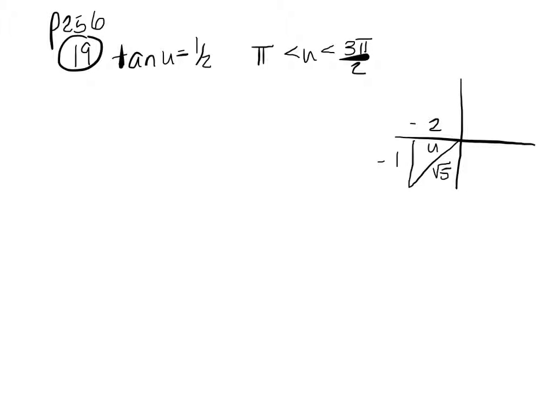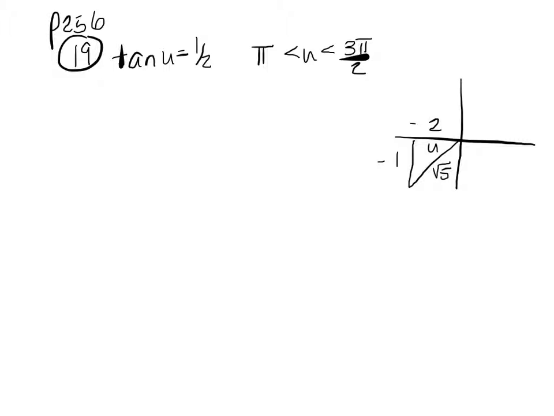So number 19, we have the tangent of u equals 1/2, and we're told that it's in the third quadrant. So you'll see that I put that in the third quadrant. When I put 1/2, I noticed I had to put a negative here because in the quadrant both x and y are negative. And then using the Pythagorean theorem, you should get the square root of 5 for your hypotenuse.